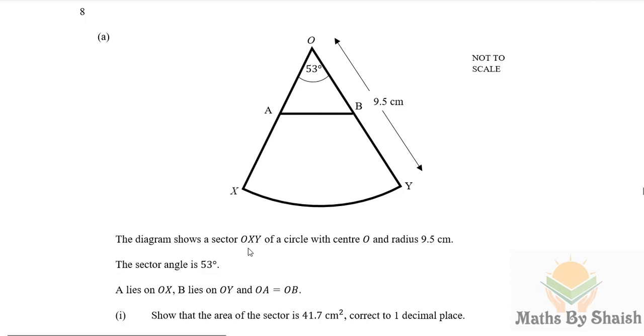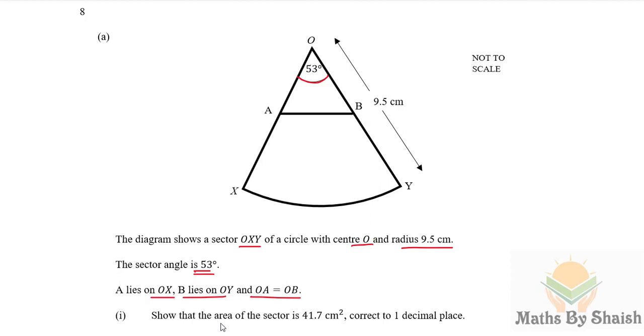The diagram shows a sector OXY. OXY is a sector of a circle with center O and radius 9.5 centimeter, meaning OX and OY both are 9.5 centimeter. The sector angle is 53 degree. This angle is 53 degree. A lies on OX and B lies on OY such that OA equals OB, meaning these two are equal.